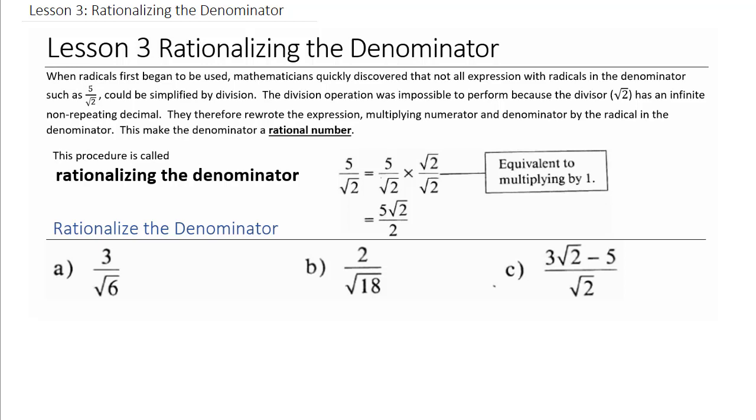Okay, welcome to lesson 3. This should be a much shorter lesson than the previous one. Today we're going to do something called rationalizing the denominator. So, in each of these examples, notice that there's a radical on the denominator of the fraction. And here's a root 6, root 18, root 2.